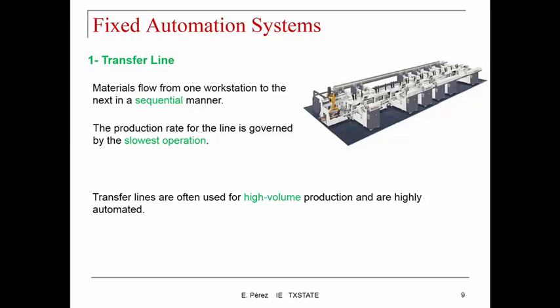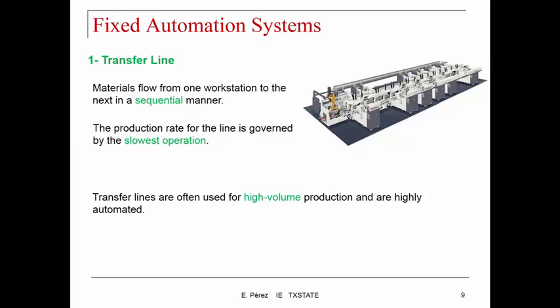So in terms of fixed automation systems, the example that I think you can relate to the most is a production line for a car. In the car industry, the car travels along these lines, and every time it stops at one of these stations, something is added to the car. So the material flows from one workstation to the next in a sequential manner. The production rate for the line is governed by the slowest operation. That's going to be your bottleneck.